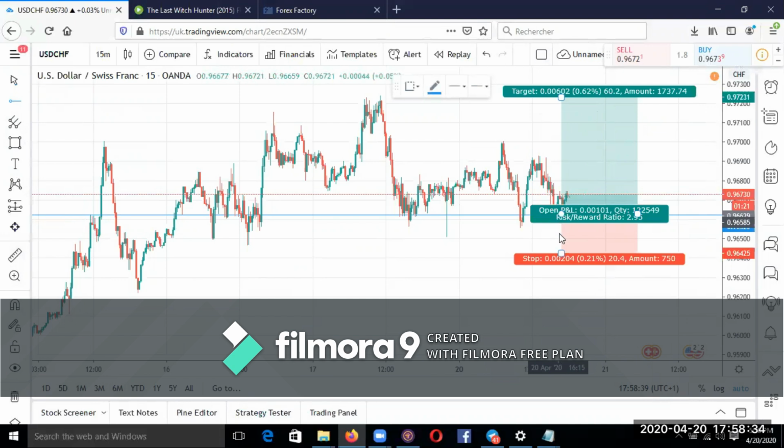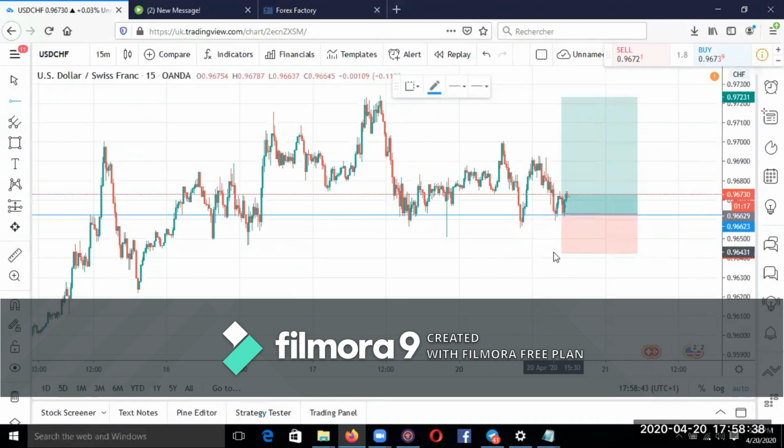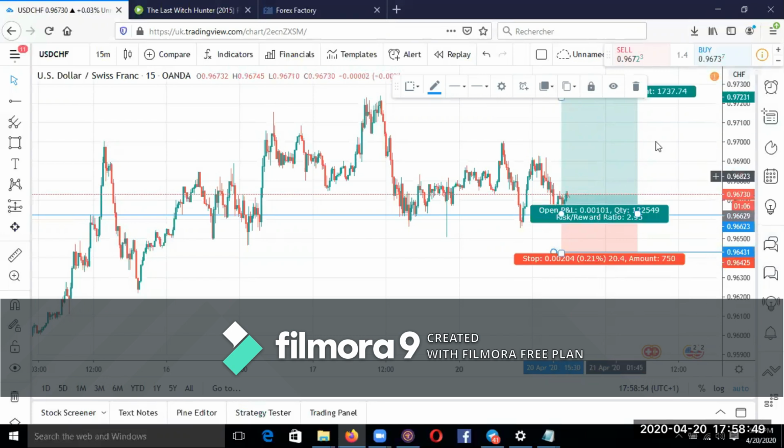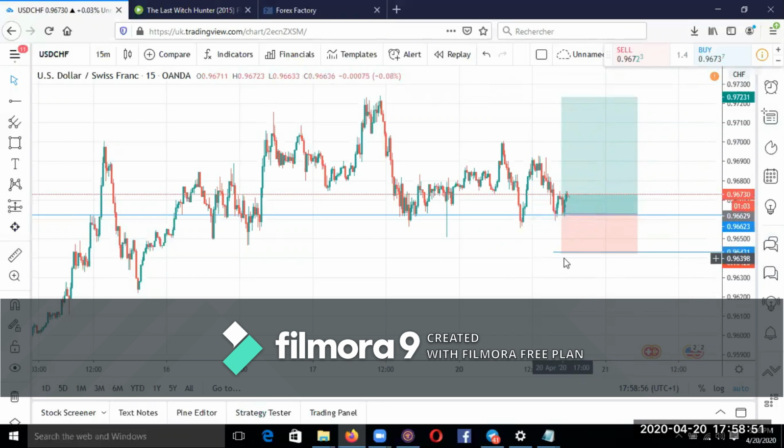Now, if you come to this red area, you see the bottom of this red area here. I'm gonna place this line here, right? You see the bottom of this red area. That is what they call stop loss. So if I send a trade like this, you see it in my chart. You see this red line here.